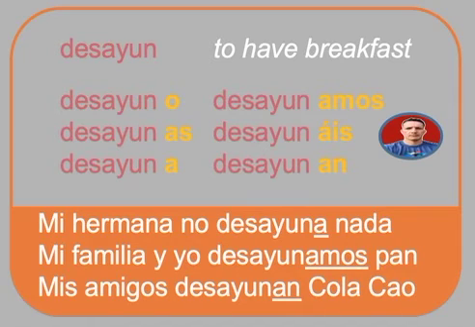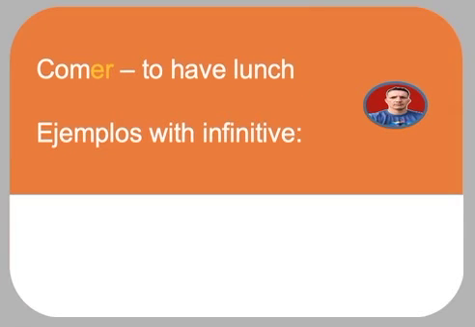Okay, so I hope that's clear with AR verbs. Let's move on. So comer, the big difference here. So comer is to have lunch. It can also mean to eat. The big difference is that it's an ER verb. Notice it's ER on the end.